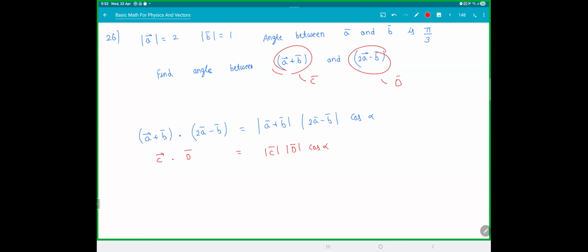I'm asking you to find the angle between C and D. So be careful. Theta is the angle between A and B. Alpha is the angle between C and D. That's what you want to find. You want to find alpha. Alpha is the angle between A plus B and 2A minus B. See, from here, can you figure it out? Theta is the angle between A and B, so don't get confused between theta and alpha.